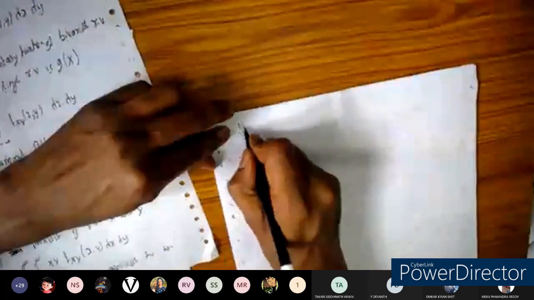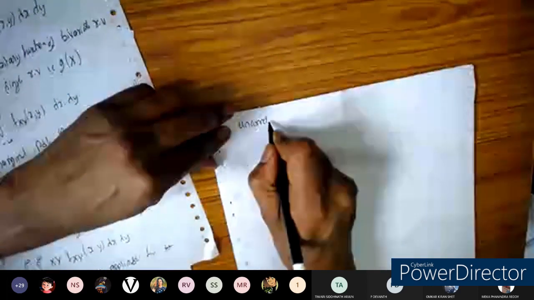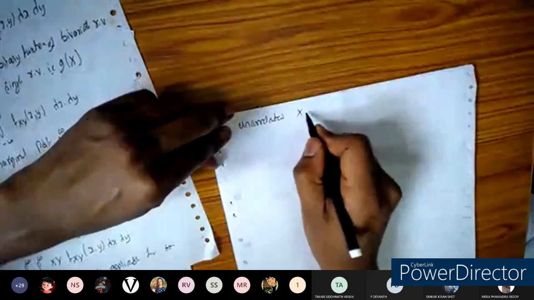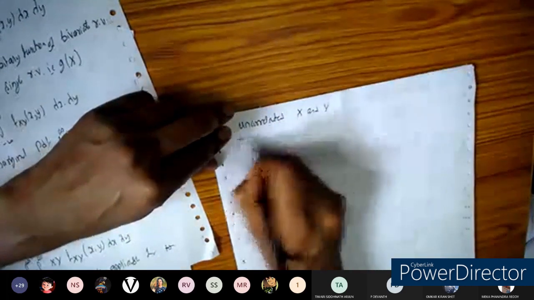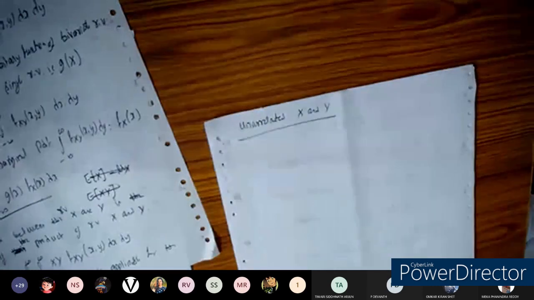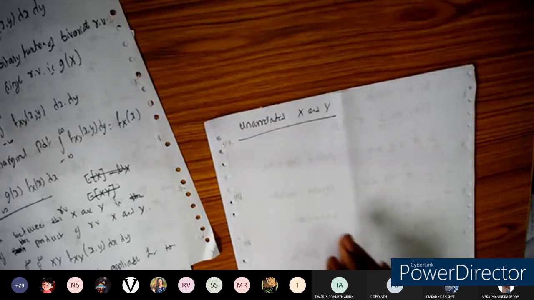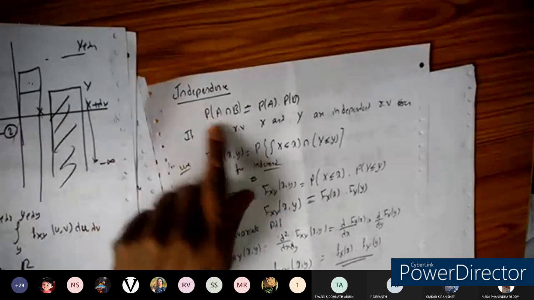The next concept is uncorrelated x and y. Uncorrelated is nothing but what we can call statistically independent events. For the beginning we are seeing independence. For statistically independent events, the occurrence of one event does not depend on the other event.